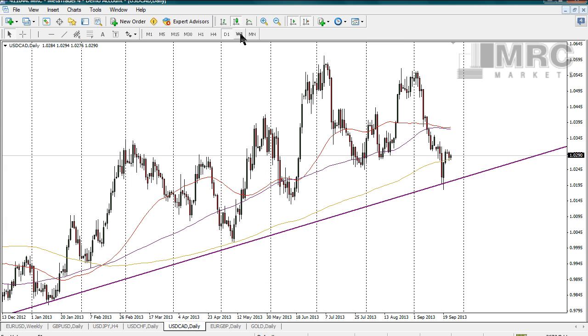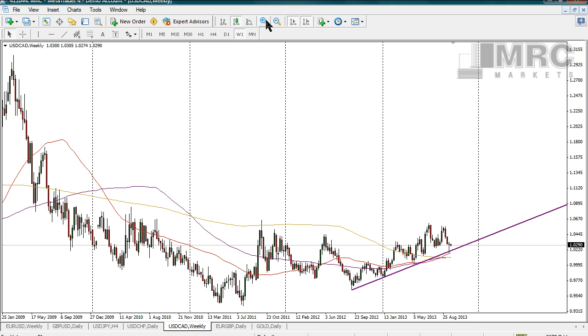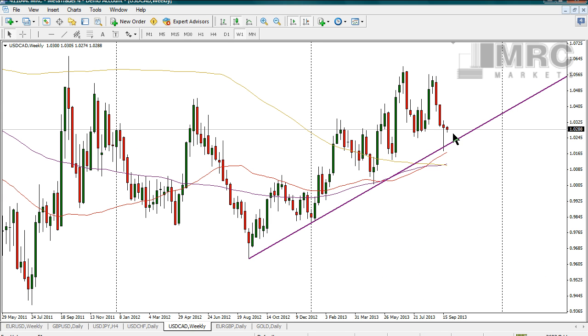Dollar CAD. I've kept this trend line up from last week's video. This is from the weekly chart, so the low of 2012. This trend has continued. You'll notice that last week's weekly candle has a lovely bit of lower wick there. Yes, it's a slight red body, but it's all about the wick for me.